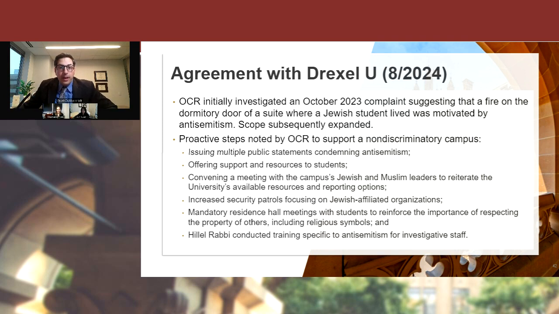Here, OCR thought it was a positive step that Drexel issued multiple public statements condemning anti-Semitism, offered support and resources to students, convened meetings with the campus Jewish and Muslim leaders to reiterate resources and options, increased security patrols, and had mandatory residence hall meetings to reinforce the importance of respecting property, others, and religious symbols. And then the rabbi from Hillel conducted training specific to anti-Semitism for investigative staff.